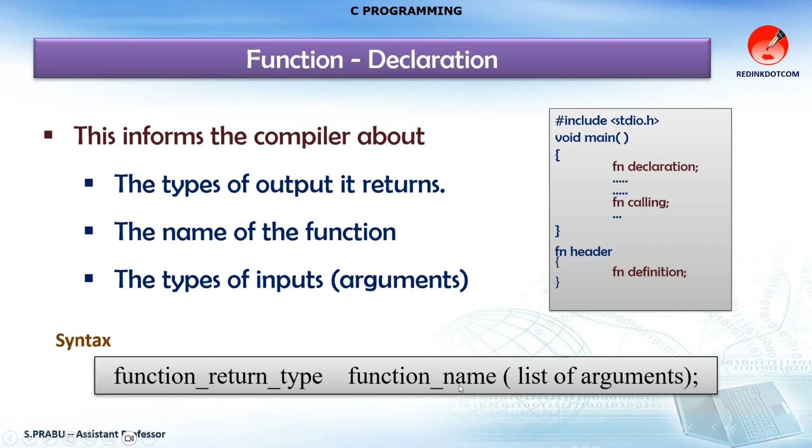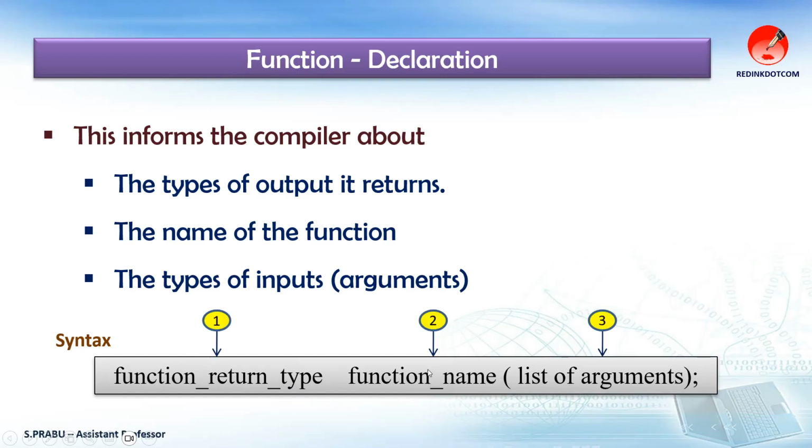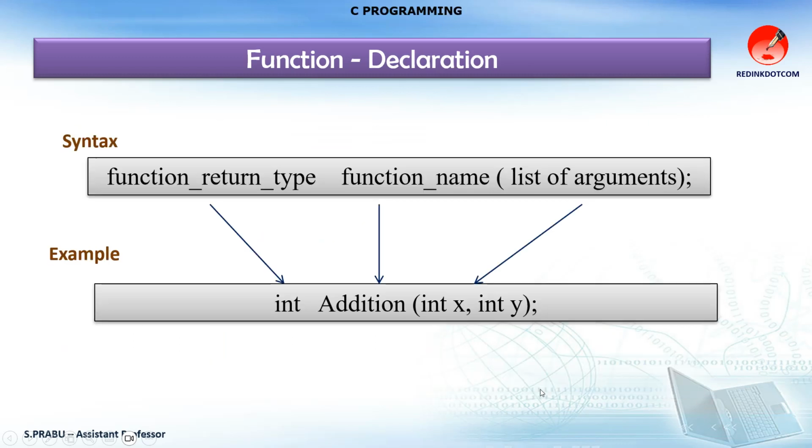So the function declaration contains three important parts. One is function return type, second one is function name, third one is list of arguments. And this one is an example for function declaration. Suppose we want to write a function that adds two numbers and produces the result, the function declaration should be like this. It returns an integer value, the function name is addition, it accepts two values.